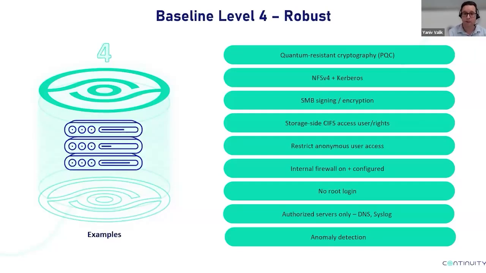All right, let's continue with level 4. Here we're adding more safeguards that could include, for example, NFS version 4 with Kerberos and SMB encryption to protect data in transit. We can choose to restrict anonymous user access, have tighter share level access and permissions. We can configure the internal firewall or IP filters. Here we can allow only authorized servers for services like DNS and syslog. And we can also introduce malware scanning or anomaly detection at this phase.